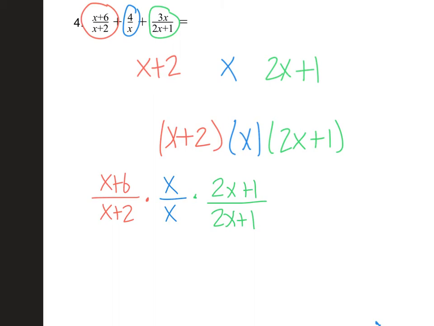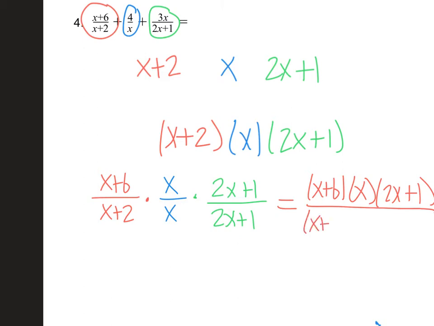Right, so what I'm going to end up with here for my red fraction is this x plus 6 times x times 2x plus 1. And that's all going to be over this common denominator that is here, right? x plus 2 times x times 2x plus 1. All denominators should come out to that. So that's exactly what happens, right? I've got x plus 2 times x times 2x plus 1 on the bottom. That's my new fraction. That's my new red fraction.